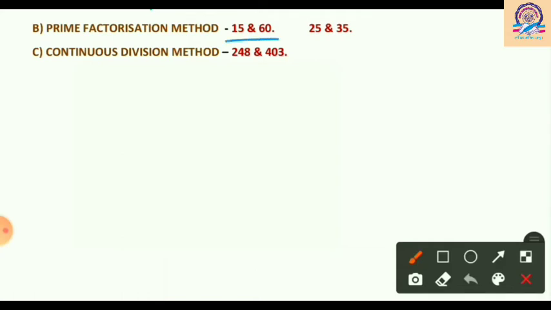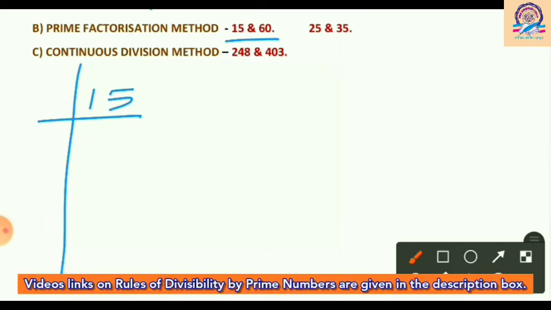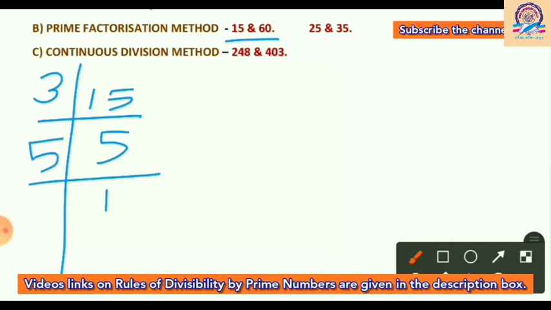So here we have taken one example, 15 and 60. So what we have to do? First we have to divide 15 with the prime numbers. To divide 15 we will use the smallest prime number, 2, but 15 is not divisible by 2. So go to the next number, that is 3, and 3 can easily divide 15. So 3 fives are 15. Now 5 is also a prime number, so it will be divided by itself. So 5 ones are 5.